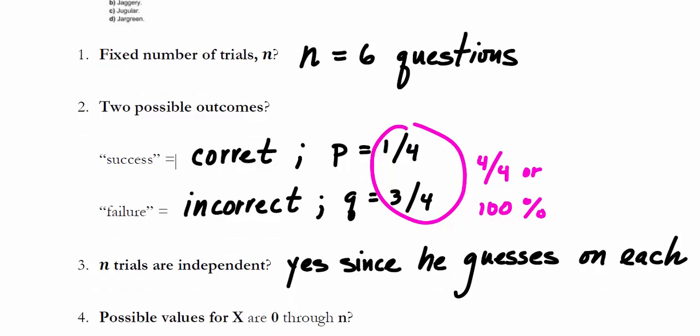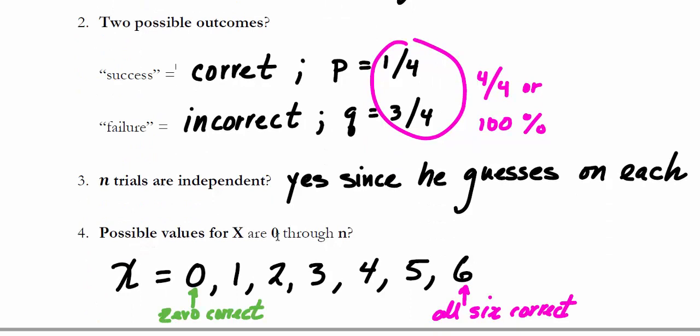And are they independent? They are, because Joe is guessing. He has no prior knowledge. Otherwise, if Joe did something like study, then the probabilities would change, increasing his chances of success on any one question. Suppose he didn't study, then these probabilities are the same for each question. And the possible values for x: x being 0 means he got none of them right, or 6 means he got all 6 correct.